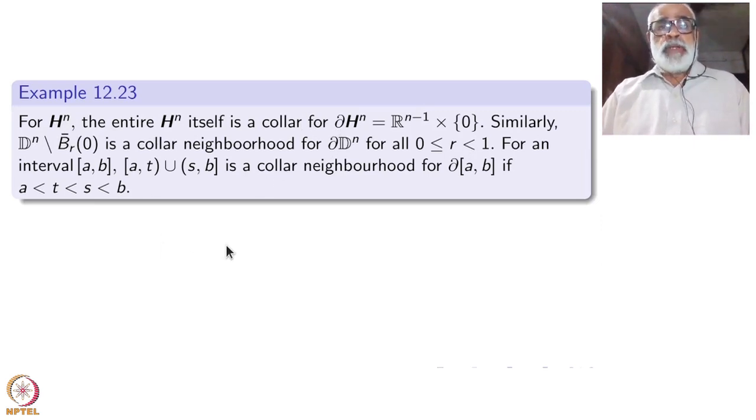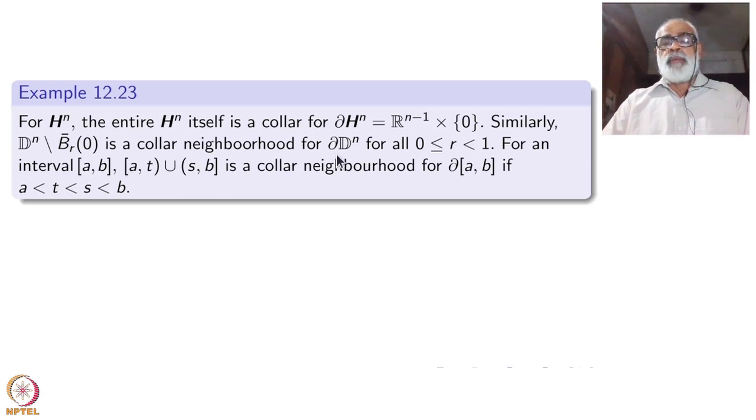Similarly, if you take D^n minus a concentric ball, with center 0 and radius r, r smaller than 1, of course. Take a closed ball of radius r, subtract it. That is a collar neighborhood for the boundary of D^n, that is namely the sphere S^(n-1).